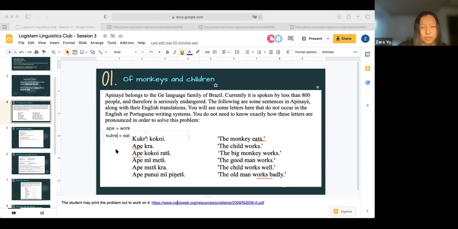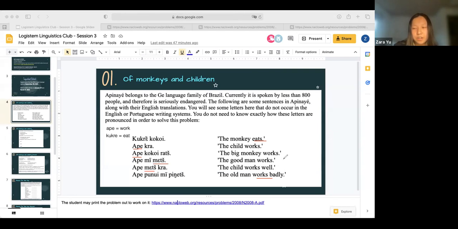Okay, so that means we know that they put the verb first. Like we put it at the end, but for this language, they put it as the first word. Something else that we can look at is this. So these two both have METS, or not METS, but like the English translation.